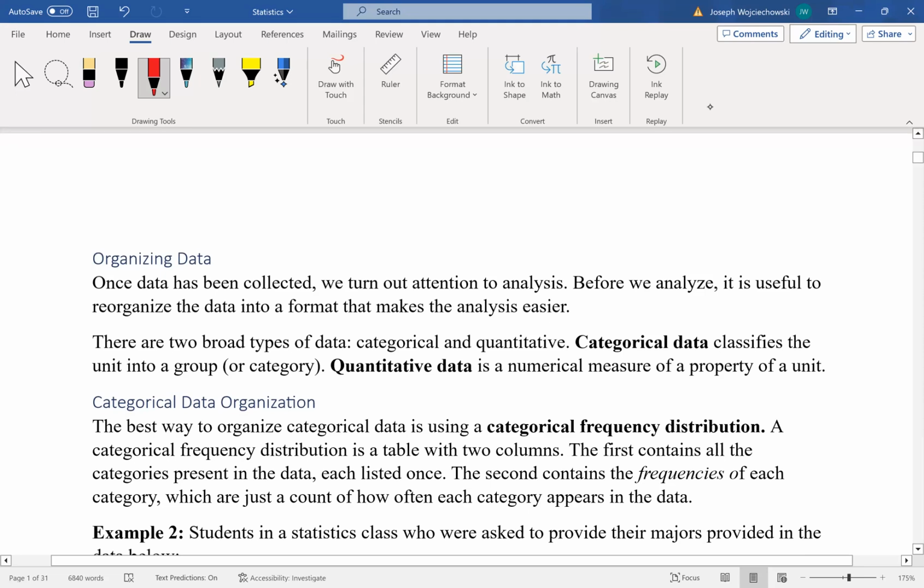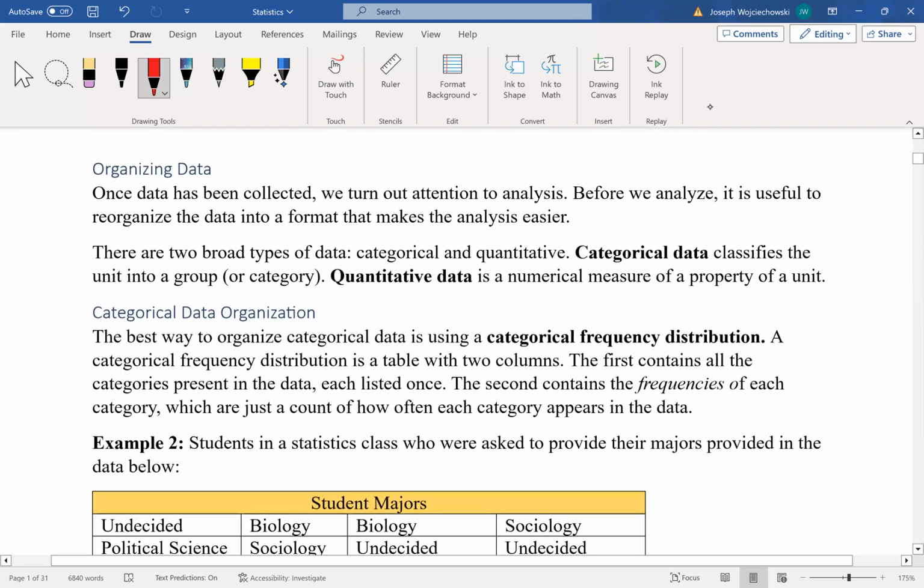Once we've collected our data, we must turn to analyzing it. Before we can analyze it, we probably want to reorganize it in a format that makes the analysis easier. We have 2 broad types of data, categorical and quantitative. Categorical data classifies the unit into a group or category. Quantitative data is a numerical measure of the property of a unit.